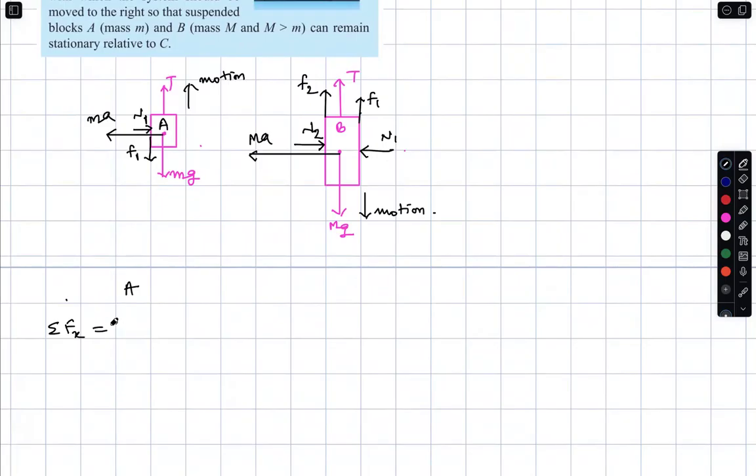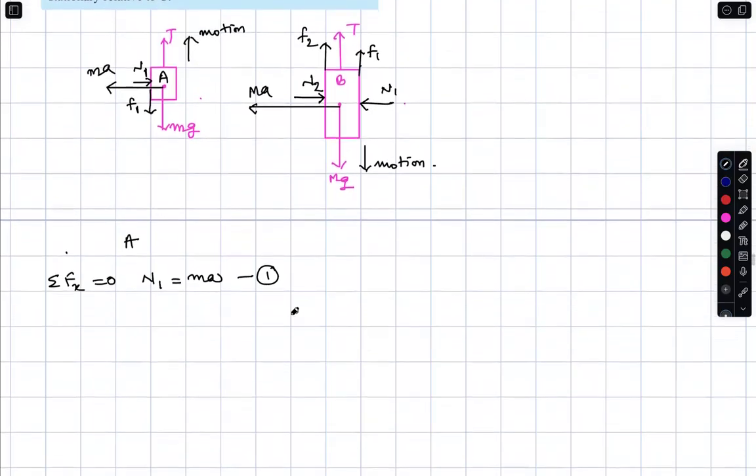Sigma Fx is 0 because there is no acceleration. So in that case, N1 becomes ma. Any objections from your side? Boys and girls, any objections? Right. Sigma Fy is 0 because you want rest condition. So what are the downward forces? One force is mg, another force is F1, and the upward force is tension. Equation 2. Any doubts? Boys and girls, any doubts?